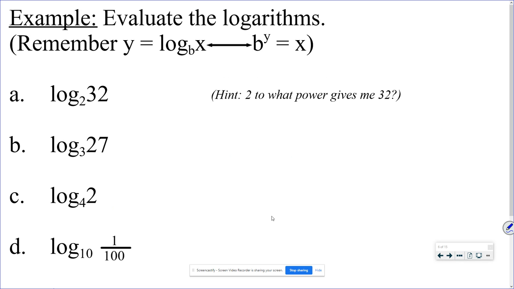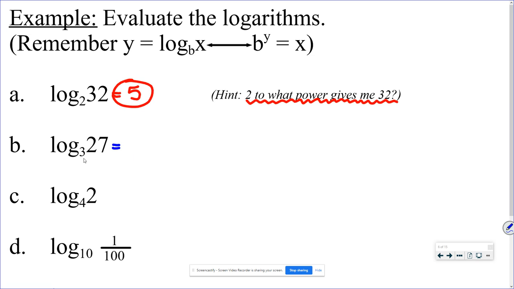We're going to practice a ton, so if it's still not making sense to you, that's totally normal. This is where we're going to practice, okay? So pay very close attention. If I ask you what is log base 2 of 32, in your head, you have to be thinking 2 to what power gives me 32? And it's totally fine if you need to use a calculator to help you with that. 2 to what power is equal to 32? 2 to the 5th power is equal to 32. That means that log base 2 of 32 is equal to 5.